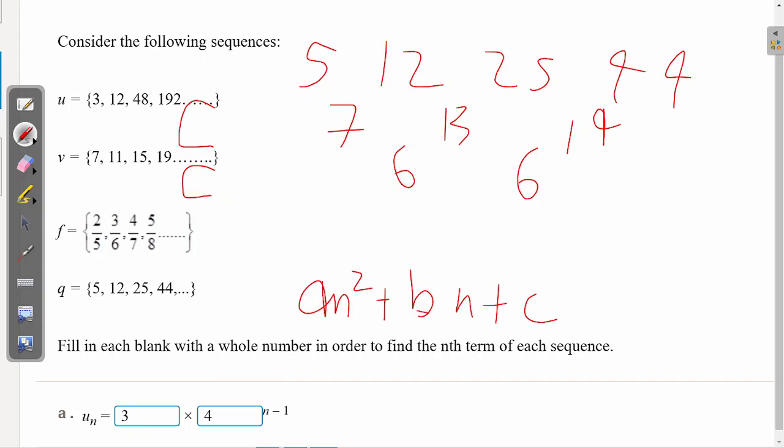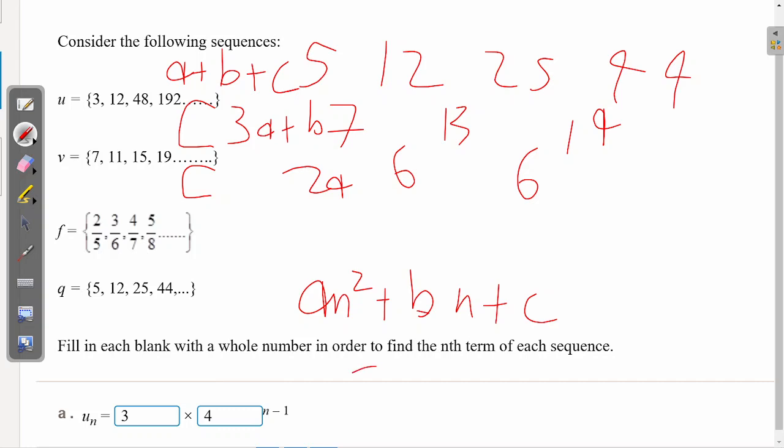And there are some rules you need to memorize for the quadratic. The first term is equal to a plus b plus c. The second term is 3a plus b. And the second difference is 2a. How will that help us? We're gonna use it to find a, b, and c.